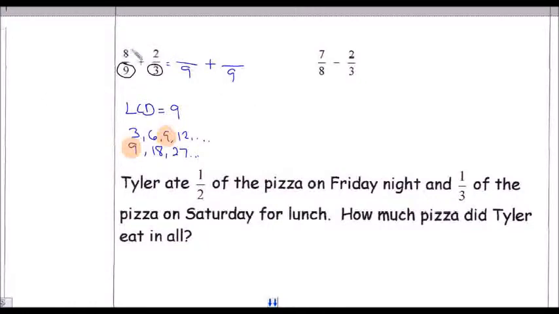I'm going to add the numerators. 8 plus 2, that gives me 10. Uh-oh, did I do that right? This is one of the common mistakes that people make. They set up their fractions like this, and then they start adding. Well, they forgot to convert.